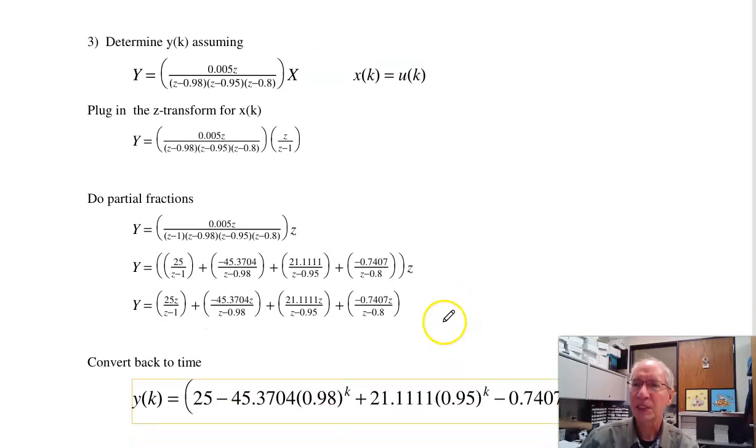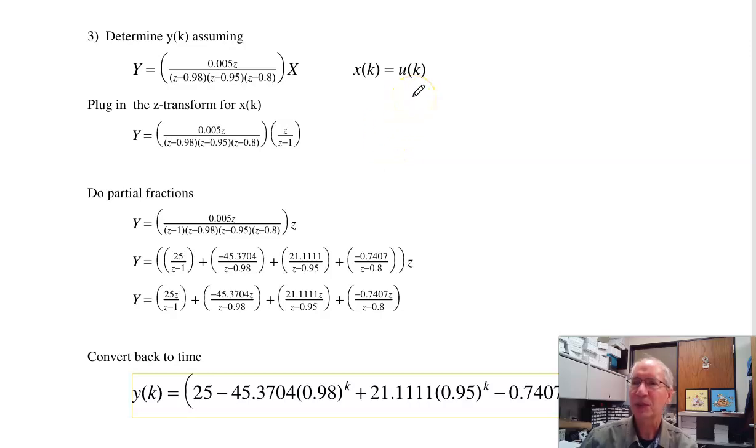Problem 3 says what happens if I have a step input. In this case, that's actually z-transforms. Take the z-transform of x, which is z over z minus 1, multiply by the gain, I get y of z. Now this is not in my table of z-transforms, so what I do is do a partial fraction expansion.